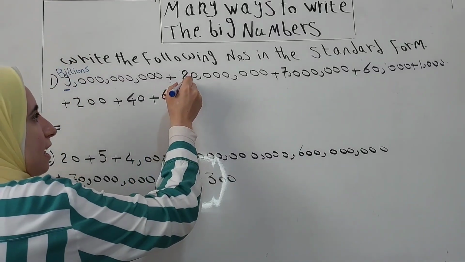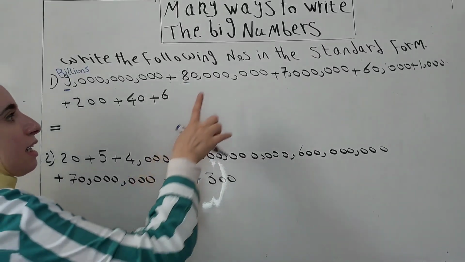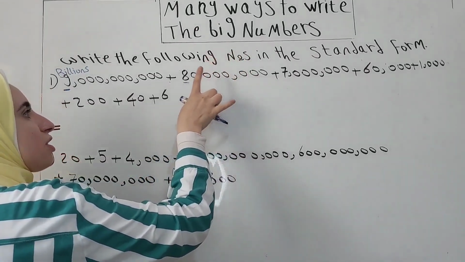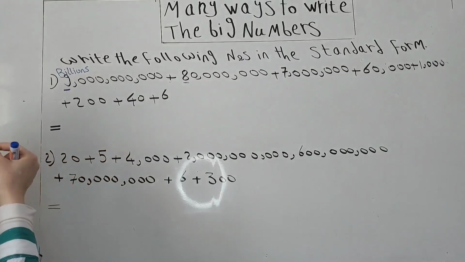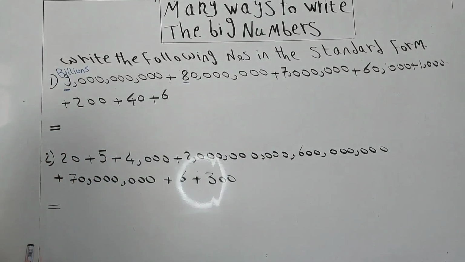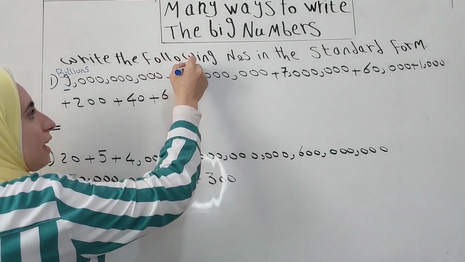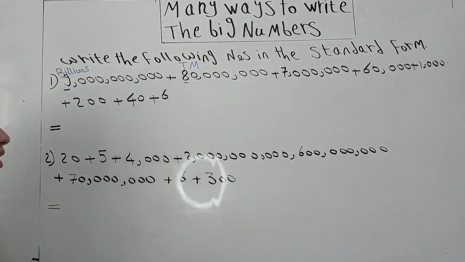Now, the digit 8, in which family? This is first, this is second, this is third. In the third family. The third family is called millions. In which place? Ones or tens? Tens. Tens what? Ten millions.